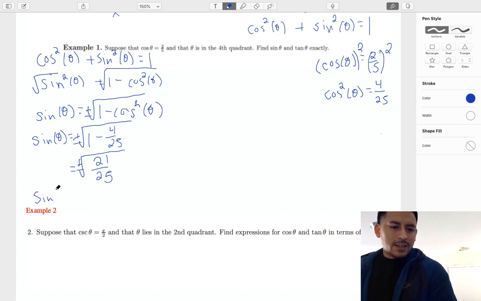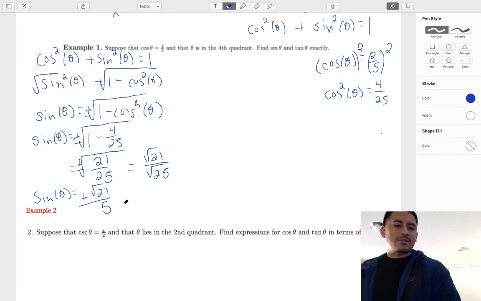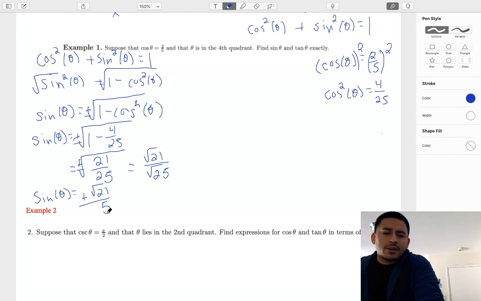So we're going to get that the sine of theta is going to be equal to the square root of 21 divided by 5, right? Because we can split this up into two different square roots, one for the bottom and one for the top. And the square root of 25, that's a perfect square, right? So we know sine of theta is plus or minus the square root of 21/5. But now, is it going to be plus or is it going to be minus? Do we want the positive root or do we want the negative root, right? Take a moment and answer the Edpuzzle question now.